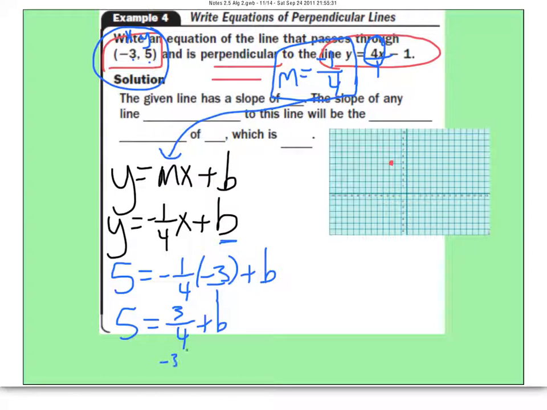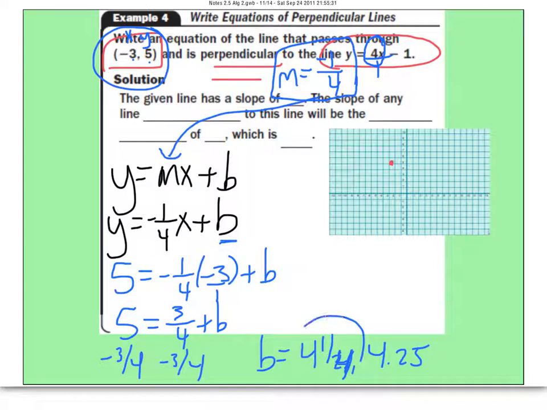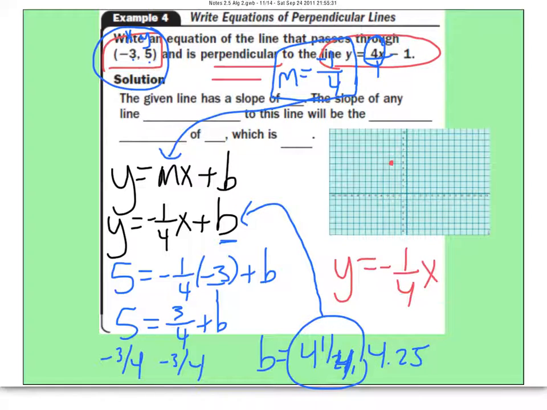I'm going to subtract 3/4 from both sides. Be careful, 5 minus 3/4. If you want to get your calculator, 4 1/4, or it's 4.25. I'm going to use 4 1/4 and put that in for b right there. Our final answer, therefore, is y equals -1/4 x plus 4 1/4.